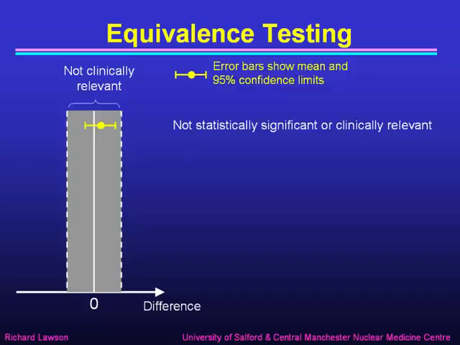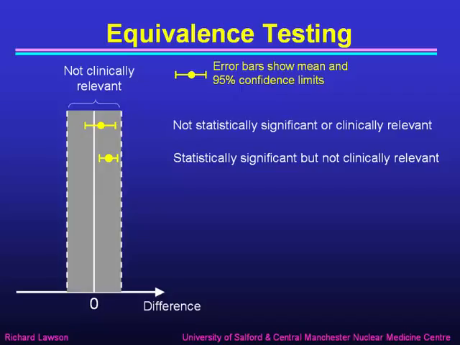The width of the yellow error bar shows the mean where the circle is, and the ends of the error bar show the 95% confidence limits. So if we get a result like this, the mean value is within the not clinically relevant area and the error bar crosses 0. So statistically it's not significant because it includes 0 within the 95% confidence limits, and it's also not clinically relevant because it's entirely within the range that we would consider to be unimportant clinically.